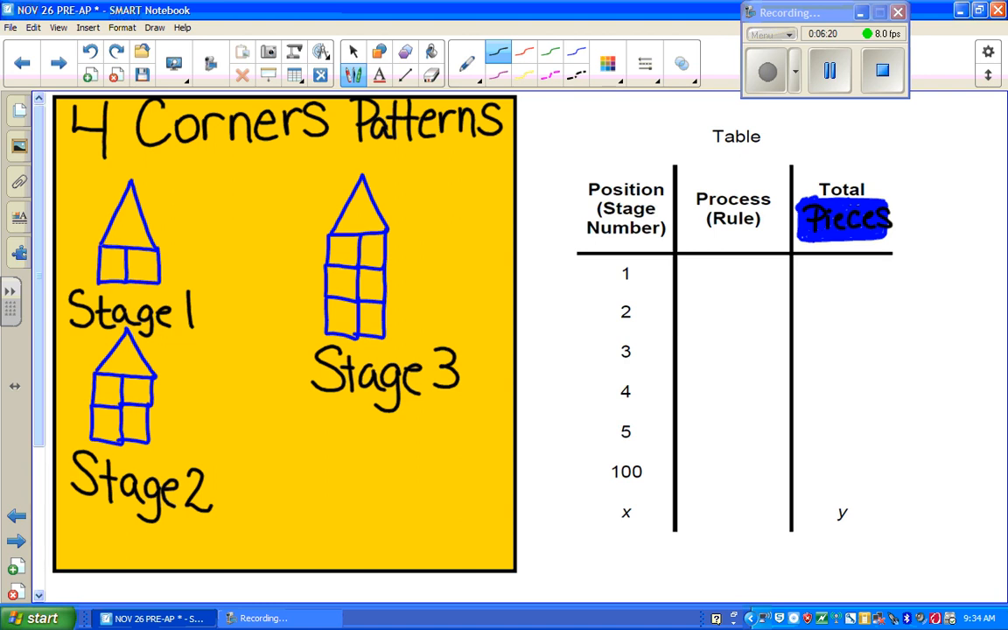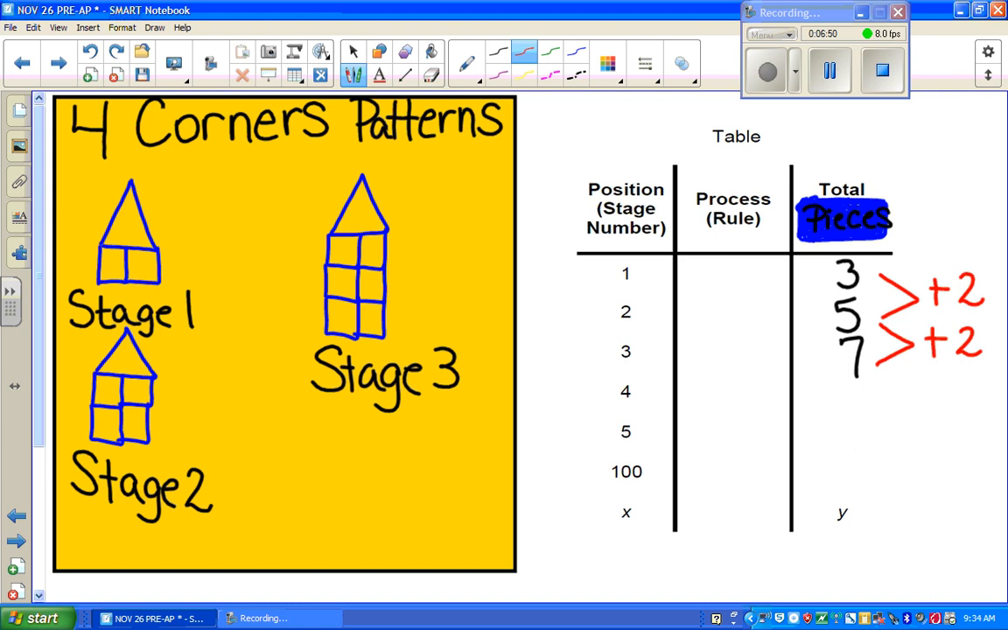So stage 1, we have 3 pieces. Stage 2, we have 5 total pieces. And in stage 3, we have 7 total pieces. So what is our pattern, or our rate of change? From 3 to 5 is plus 2. And then from 5 to 7 is also plus 2. So we know our multiplier for our process rule is going to be 2.